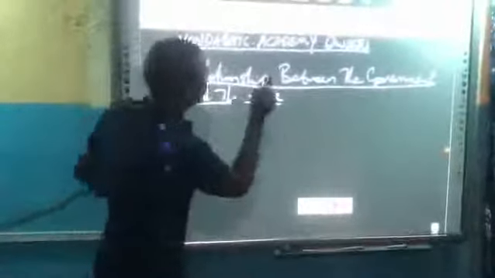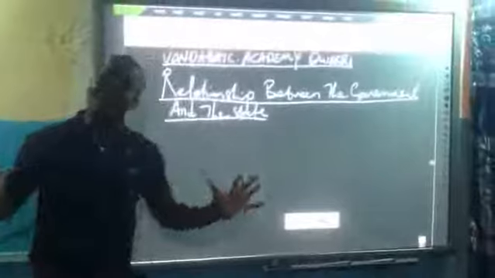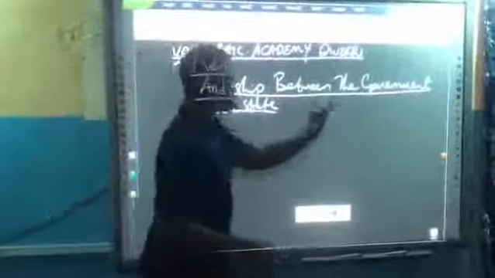Mark you, the government is a machinery or an agency through which the will of the state, the objectives of the state, the goals of the state is actualized. So, you listening to me, if there is nothing like the state, there won't be what? Government. I believe it's clear.